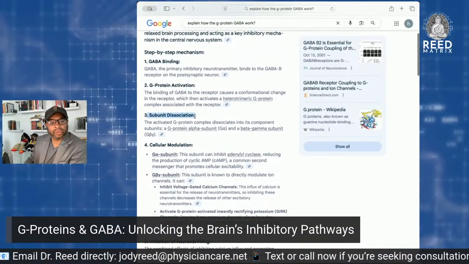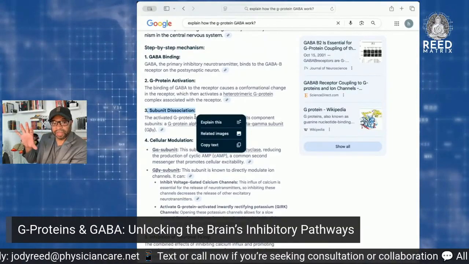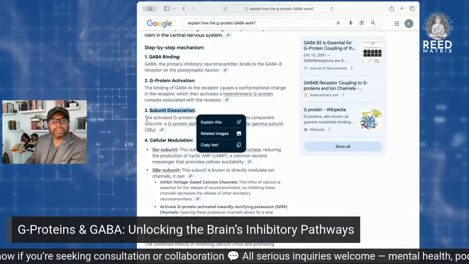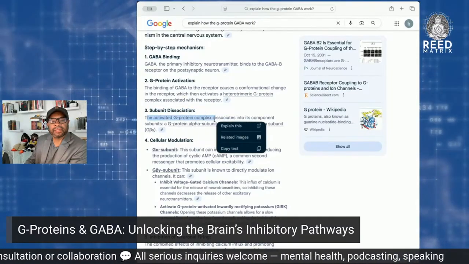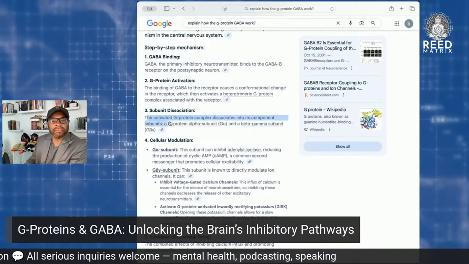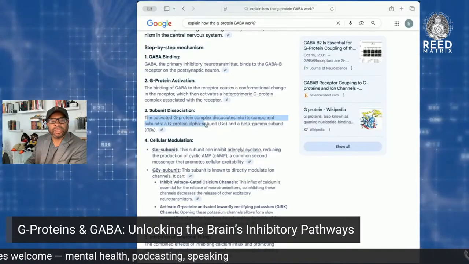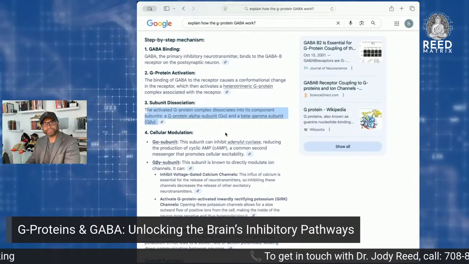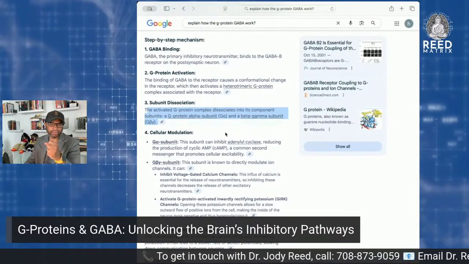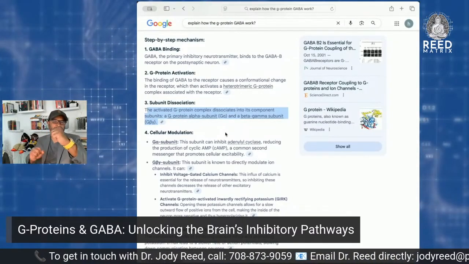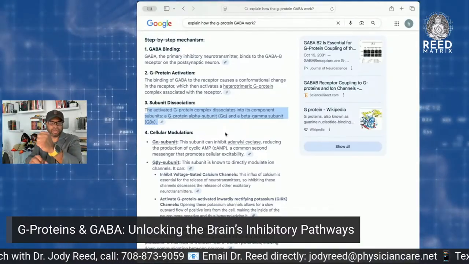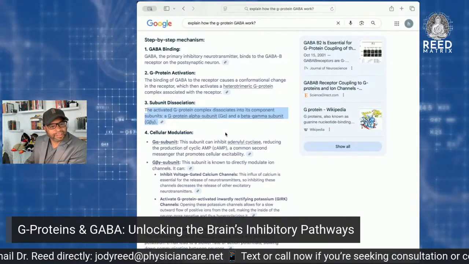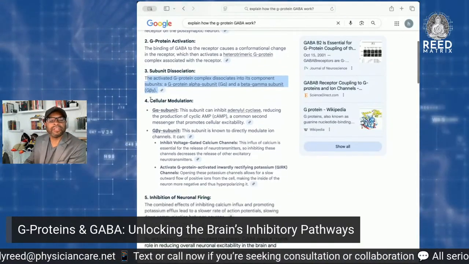Then the subunit dissociation: two pieces of the unit break off and they become active and start chewing, making things. The activated G protein complex dissociates into its component subunits, a G protein alpha unit and a beta unit. So you get binding of GABA to the GABA B site, a 3D conformational change. It releases the alpha and gamma subunits. They are released from that complex and then they become active. See what happens next.